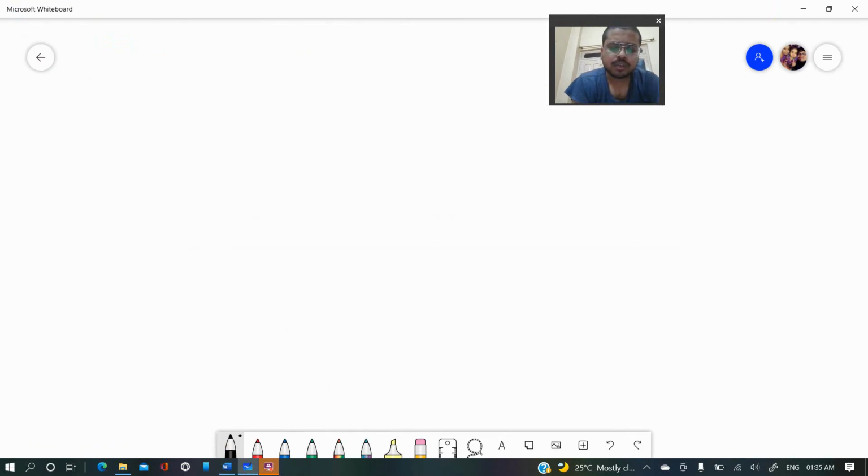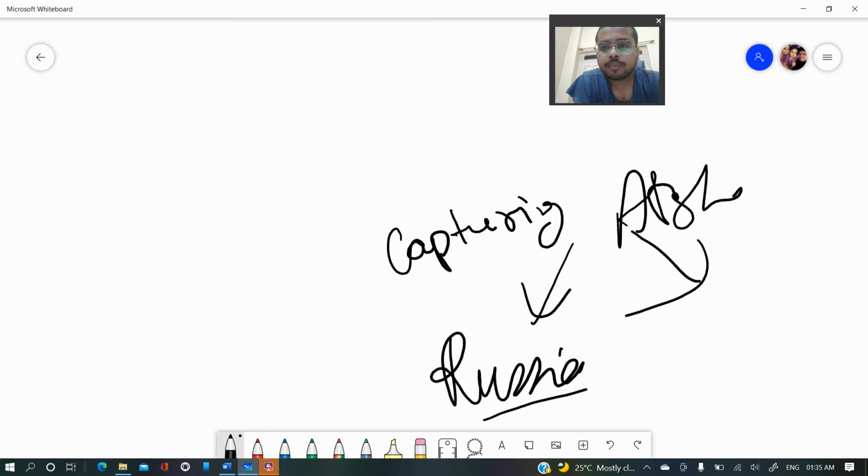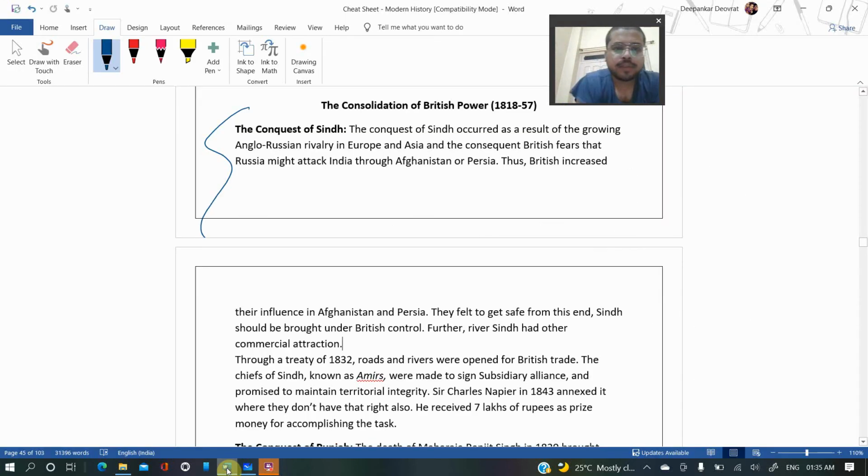So the reasons behind capturing Afghanistan were two things. One was protection from Russian entrance. They wanted to check the regions, so that if Russia tried to enter, they would be able to check it from Afghanistan. And another was trade, so that they would have a trade relation with more of Western Asia. So that was one of the motives for the British to capture the Sindh region. Okay, so we'll see the conquest of the Sindh.